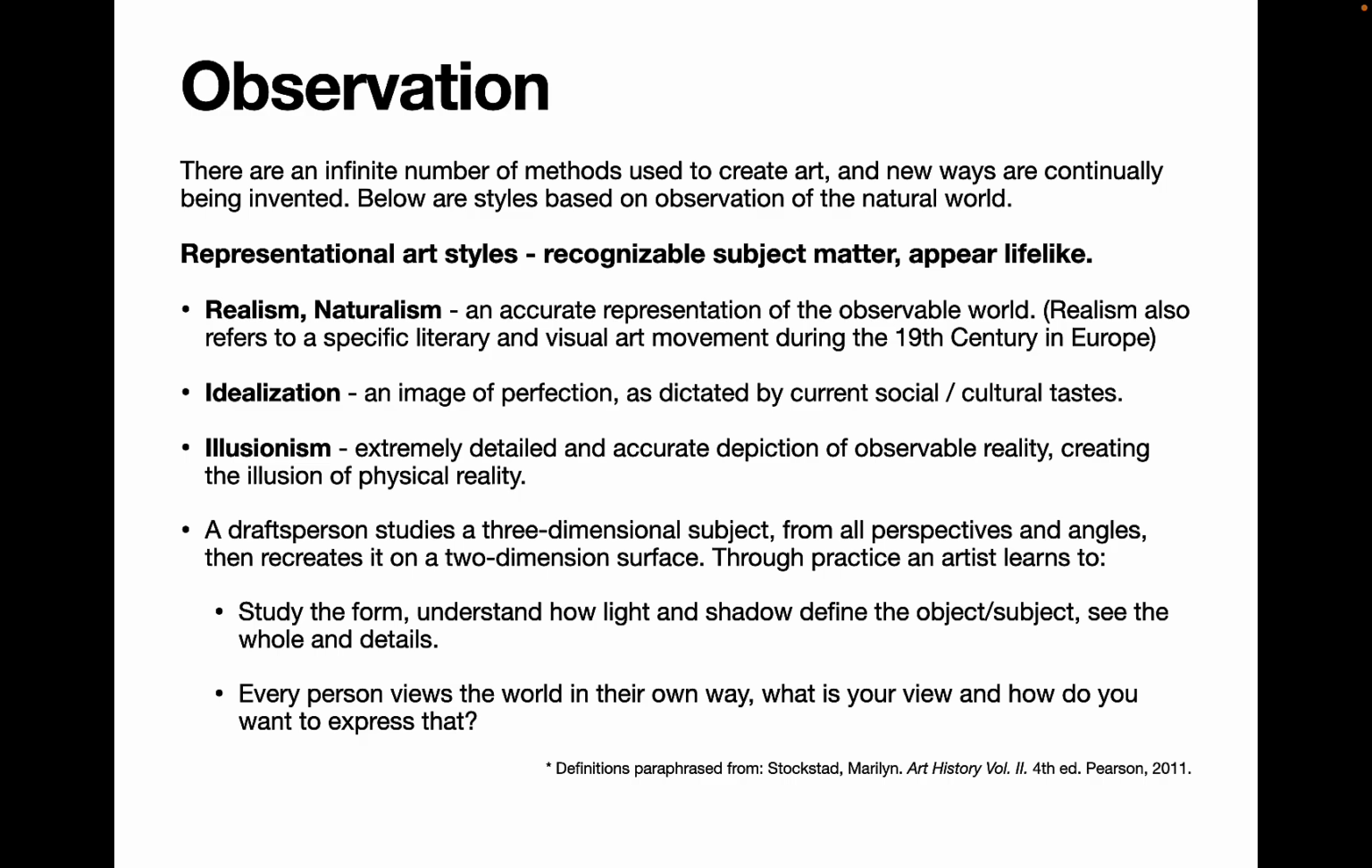And then illusionism is extremely detailed and accurate. It's depicting our observable reality, and it's creating the illusion of physical reality. So like we've been talking about, looking at a three-dimensional object or subject and making it look three-dimensional on the two-dimensional space, on the piece of paper or the canvas or whatever it is.